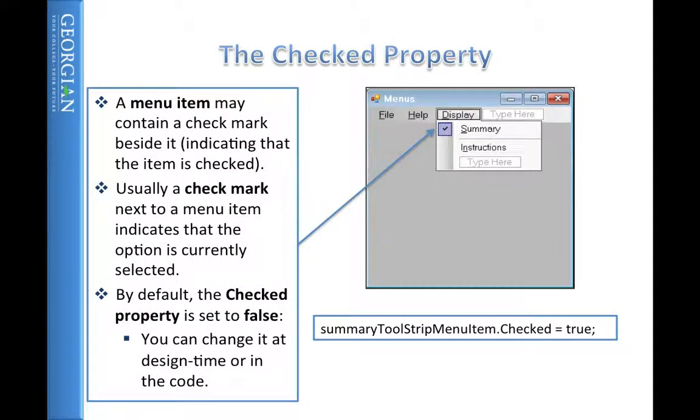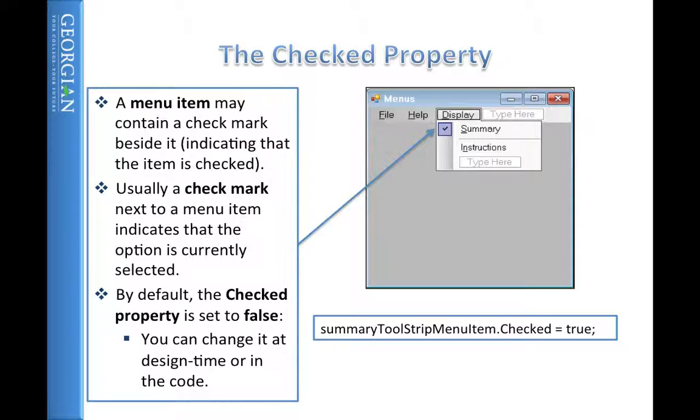Sometimes you want to put a check mark on a particular menu item. I'm not going to go over how to do this, you can see it in the PowerPoints. If you want to put a check mark next to the item, you can right-click the item itself and click the check mark on. You can also do it programmatically. The summary tool strip menu item is an example. Here's the summary submenu item, and you can actually click Checked on, right?